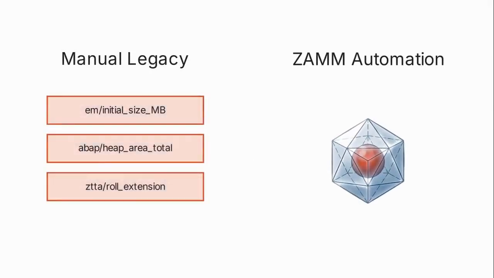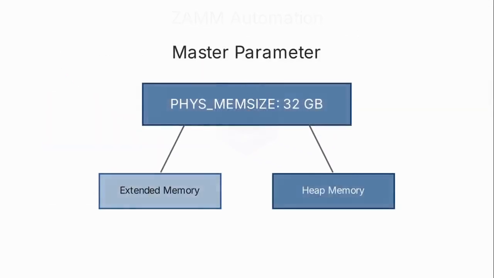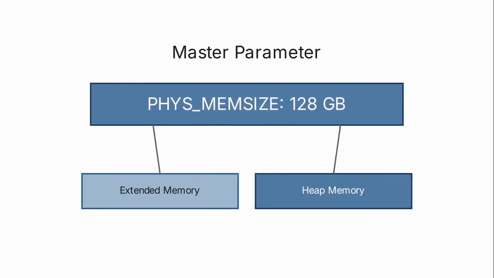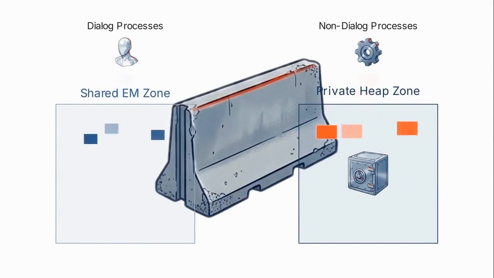The core rule of modern SAP memory management under the ZAMM model is automation over manual restriction. Tune phys_mem_size at the instance level rather than manually hard-coding outdated legacy limits. Trusting the ZAMM algorithmic routing ensures dialog and non-dialog processes respect their optimal EM and heap boundaries naturally.